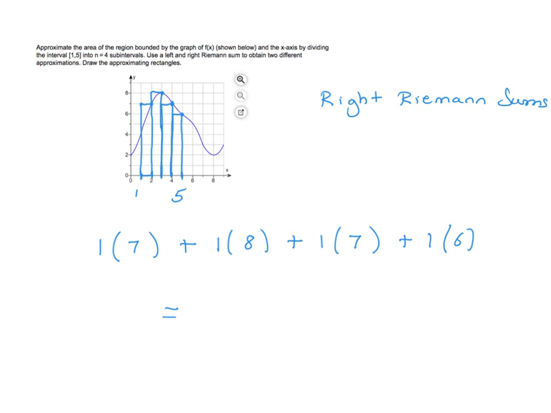So the last thing to do, since I have a picture for this, I'm just going to, in my calculator, add this up and see what I get. Okay, the value that I get is 28. So it's like, what is the actual exact area? I'm not really sure, but what I do know is that it's an approximate value of the actual area.